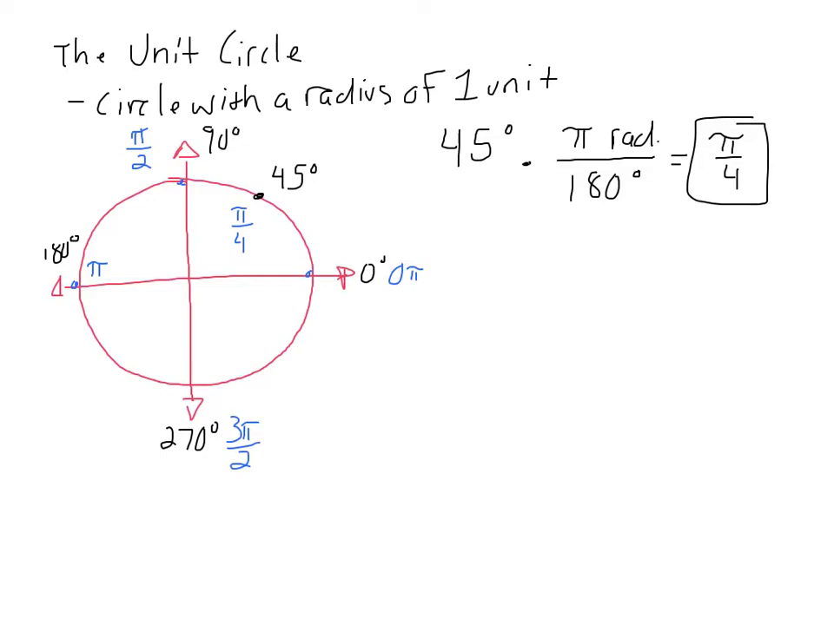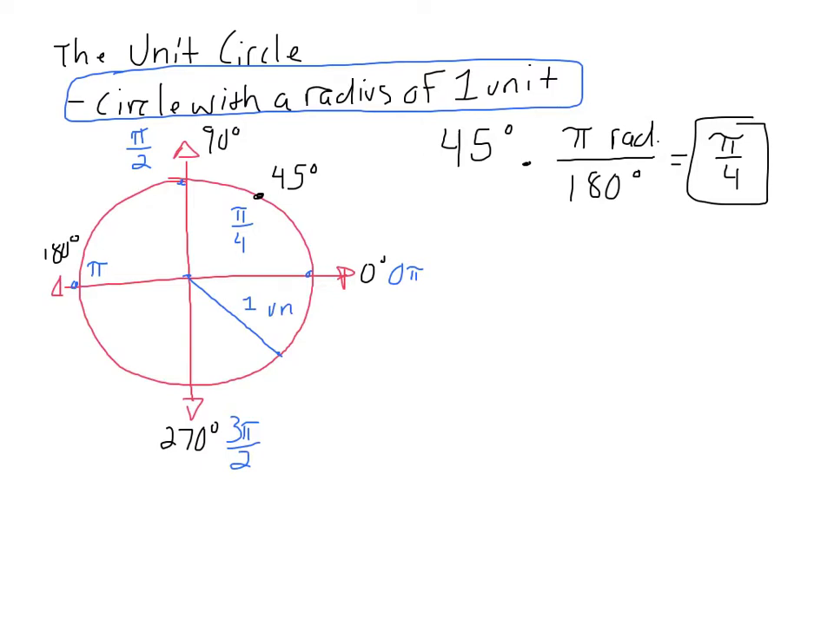So the most important thing you want to know is that the circle has a radius of 1 unit. So at any point from here to the points outside, it's 1 unit. And that'll be important to know going forward in trig.